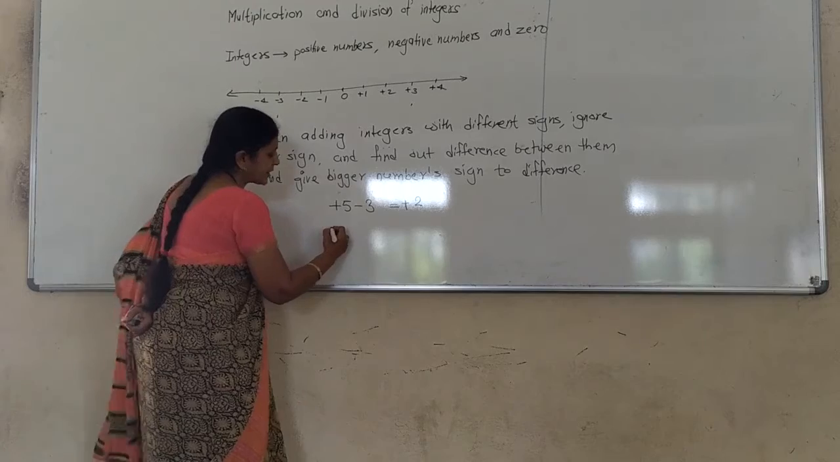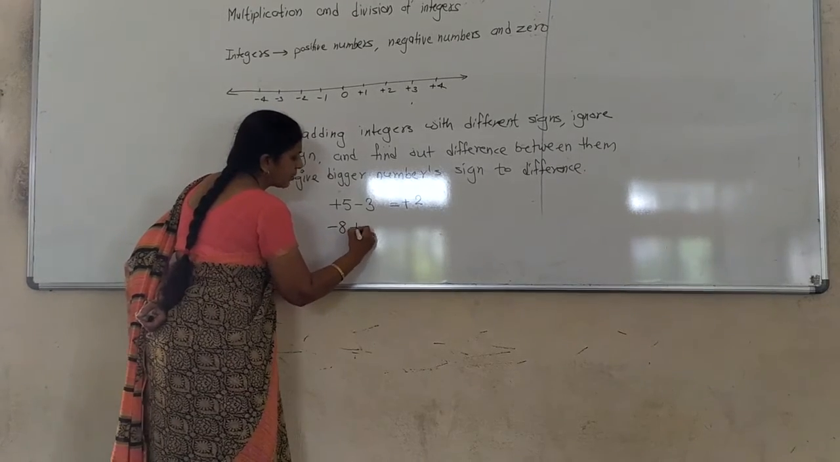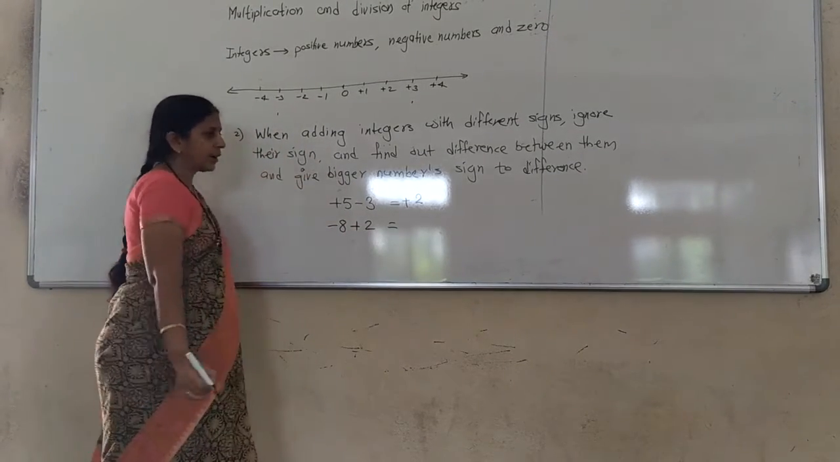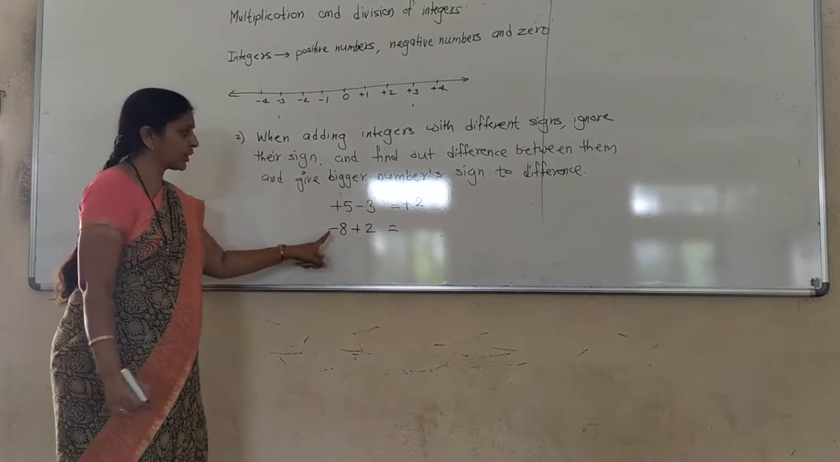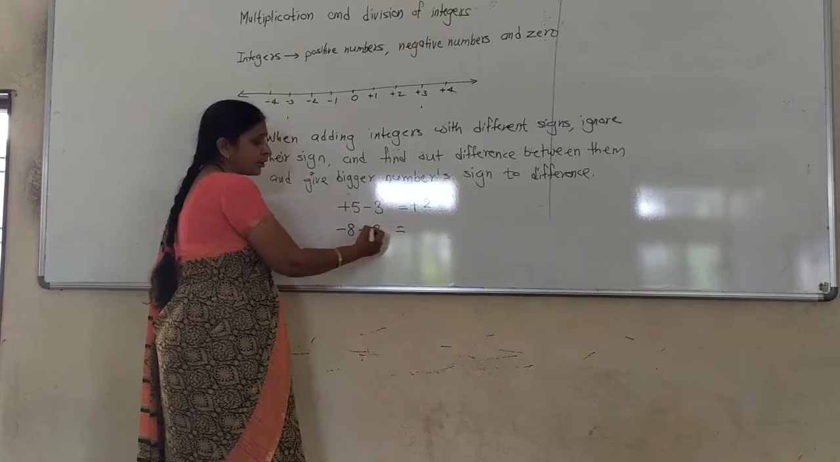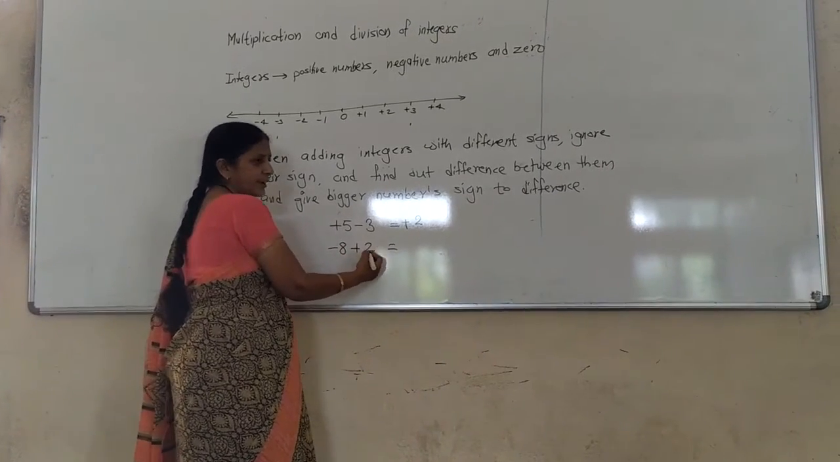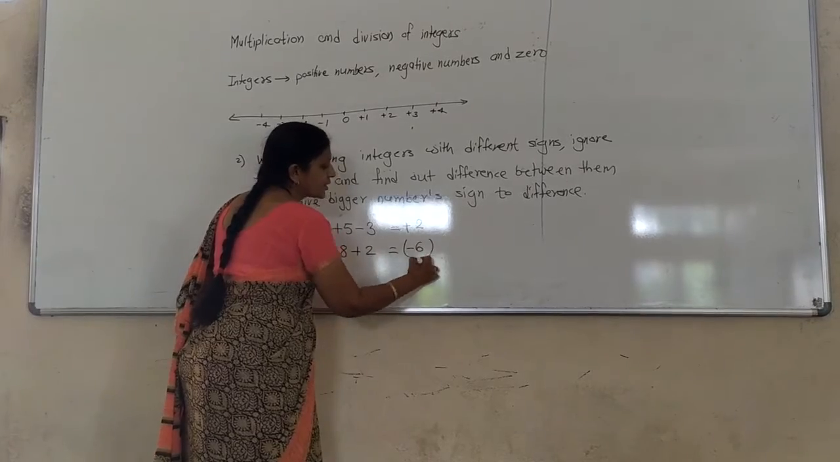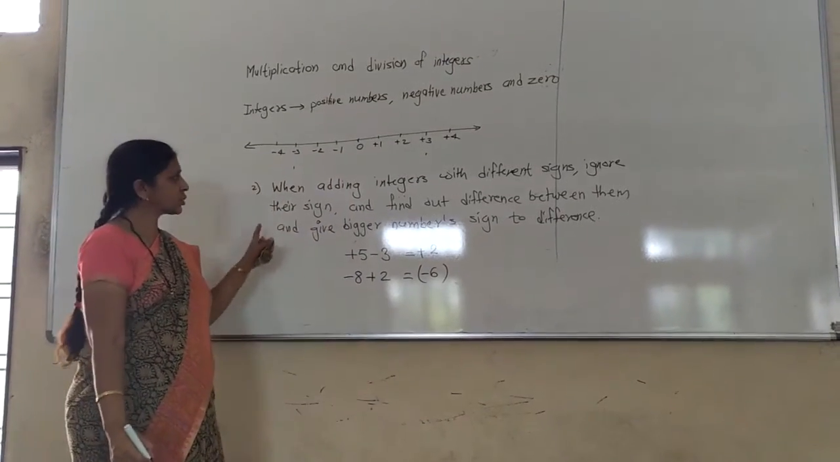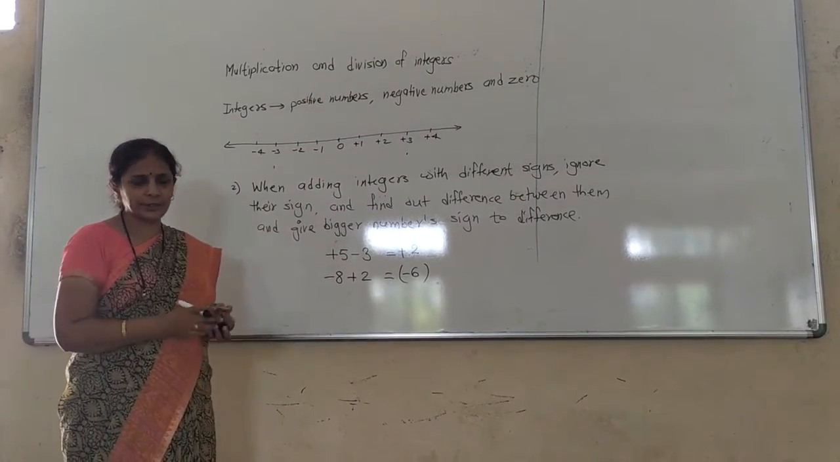Now the second example, minus 8 plus 2. Here 8 is a negative number and 2 is a positive number. Both are having different signs. So just find out the difference between 8 and 2, that is 6, and the bigger number's sign is negative. So our answer is negative 6. These two rules you have learned to add the integers.